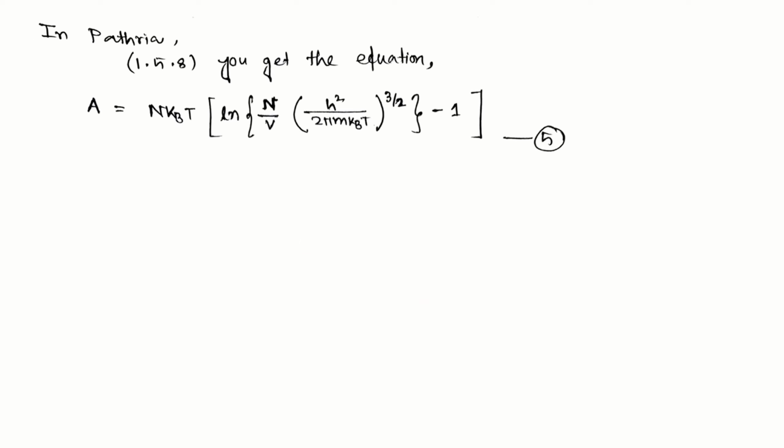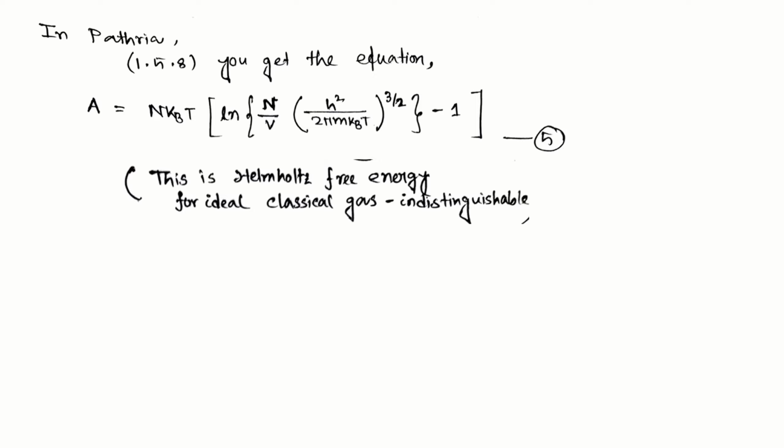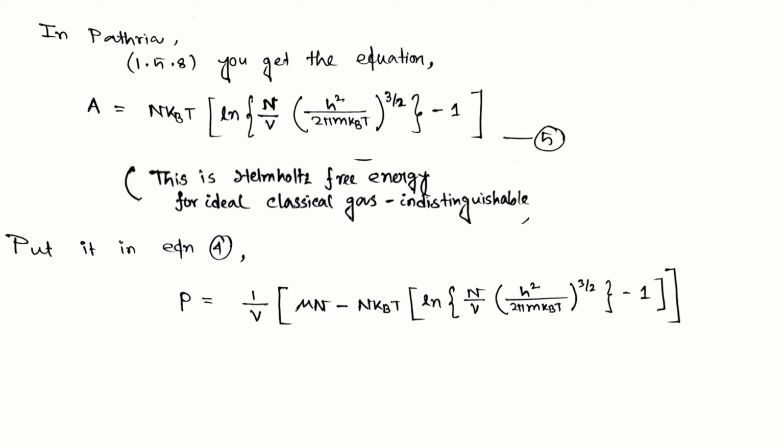Now in Pathria 1.5.8 you get the equation. This is the entropy of gas mixing part, basically the Gibbs paradox problem. They have calculated and derived it there, so I have not derived it here. You can just see it from there. We have to put this value in equation 4. So this is our desired pressure equation.